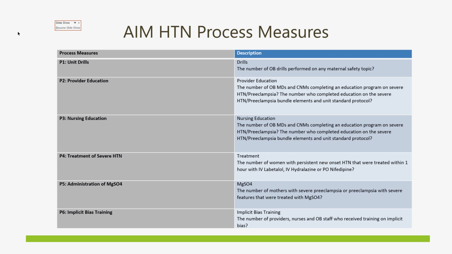So for P1, the unit drills, we'll report on that at the end of October for that first quarter. Same with provider education for preeclampsia, and the nursing education for that. And then down on P6, the implicit bias training. We'll begin to report for this on the number of providers, nurses, and OB staff who received training on implicit bias. Are there any questions so far? Okay. Terrell, will you go to the next slide, please?